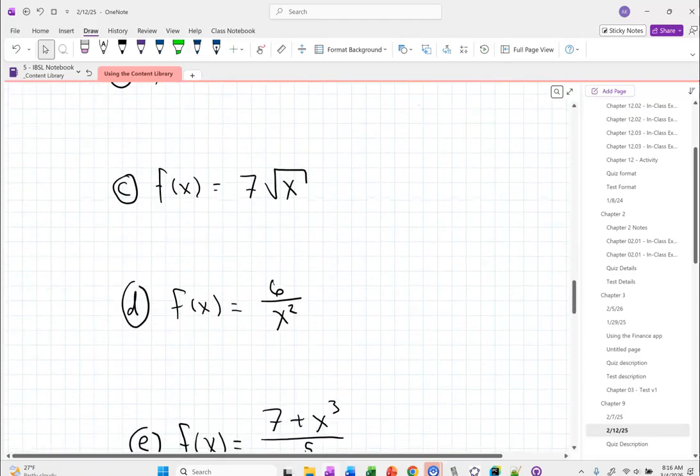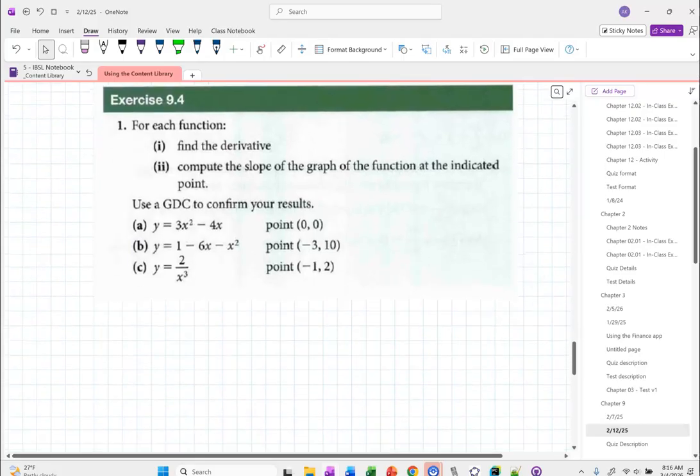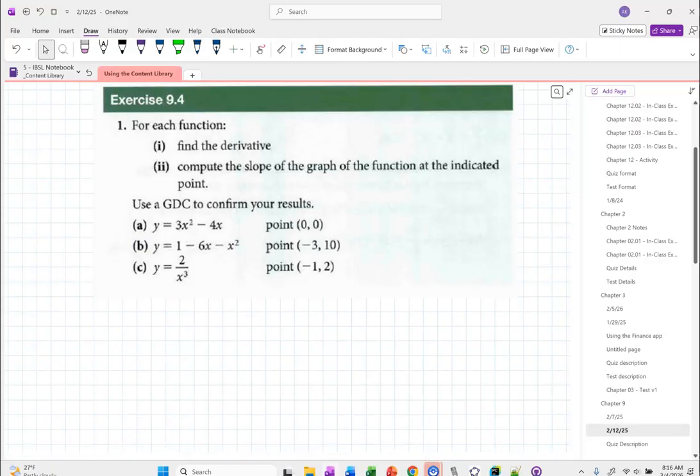Power rule stuff we already did. I'm going to skate through all of this. I'm going to look at a couple of these examples here. It says, for each function, find the derivative and then compute the slope of the graph of the function at the indicated point. Okay, so our function 3x squared minus 4x, what's the derivative? Part 1 is to find the derivative of 3x squared minus 4x.